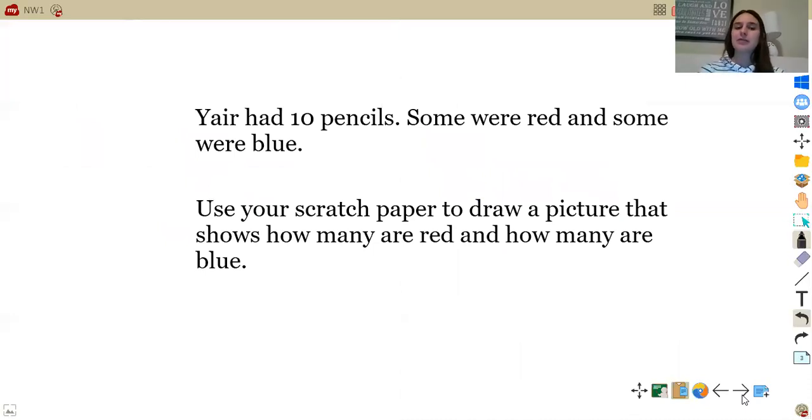Yair had 10 pencils. Some were red and some were blue. Use your scratch paper to draw a picture that shows how many are red and how many are blue. So just like the last problem, you guys are going to work this out on your own, draw a picture, and then write a number sentence to represent that picture. Go ahead and hit pause and then come back when you are ready to work together.